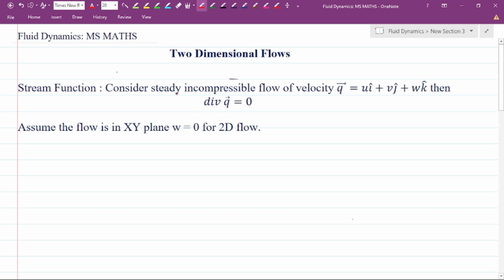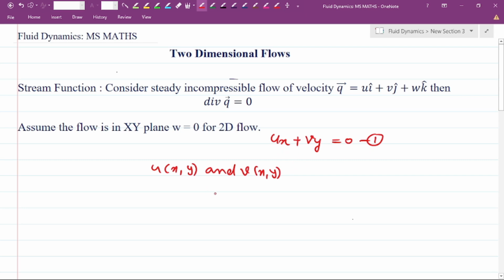Stream function is basically this: consider a steady incompressible flow of velocity u i cap plus v j cap plus w k cap, then divergence will be 0. If I assume the flow is in the xy plane only, then the w component, which is the velocity in the z direction, is 0. It means it is a 2D flow. So we will assume we have only ux plus vy is equals to 0. This is my equation number 1 for 2D, where u is a function of x and y, and v is a function of x and y as well.